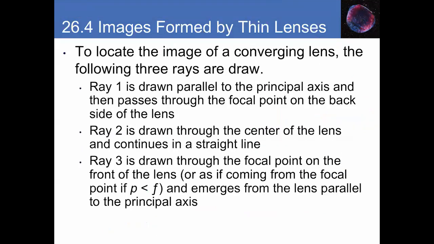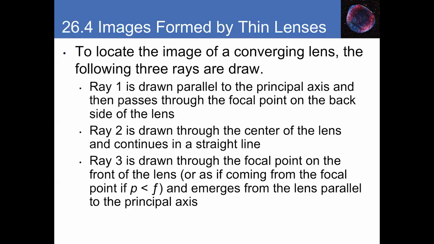So the image formed by thin lenses, you can see, right? We can also use the ray diagram on top of those equations. To locate the image of a converging lens, the following 3 rays are drawn. Ray 1 is again parallel to the principal axis, then passes through a focal point on the back side of the lens.